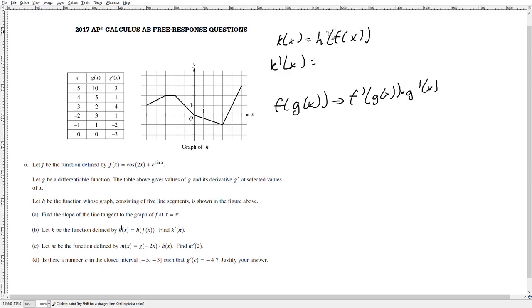So basically we're going to apply the chain rule here, and we'll say h is f and f of x is g. So h prime of f of x times the derivative of the inside, which is f prime of x. There we go. Here's the derivative of k of x. Now it asks us to find k prime of pi. So we just write k prime of pi, and replace all of these x's with pi's. So h prime of f of pi times f prime of pi.